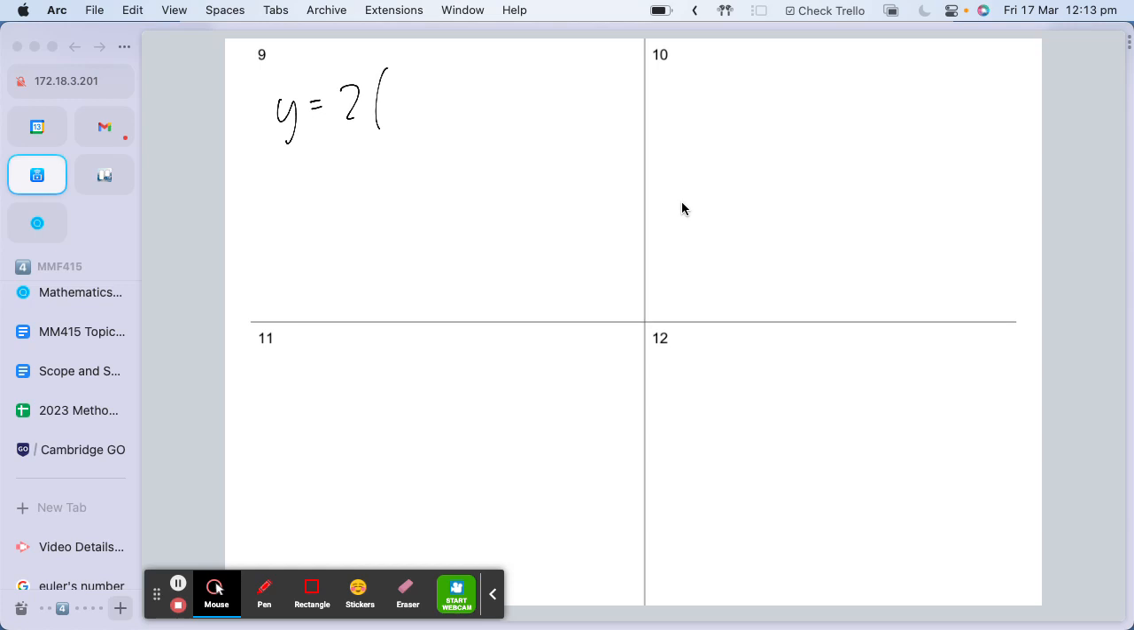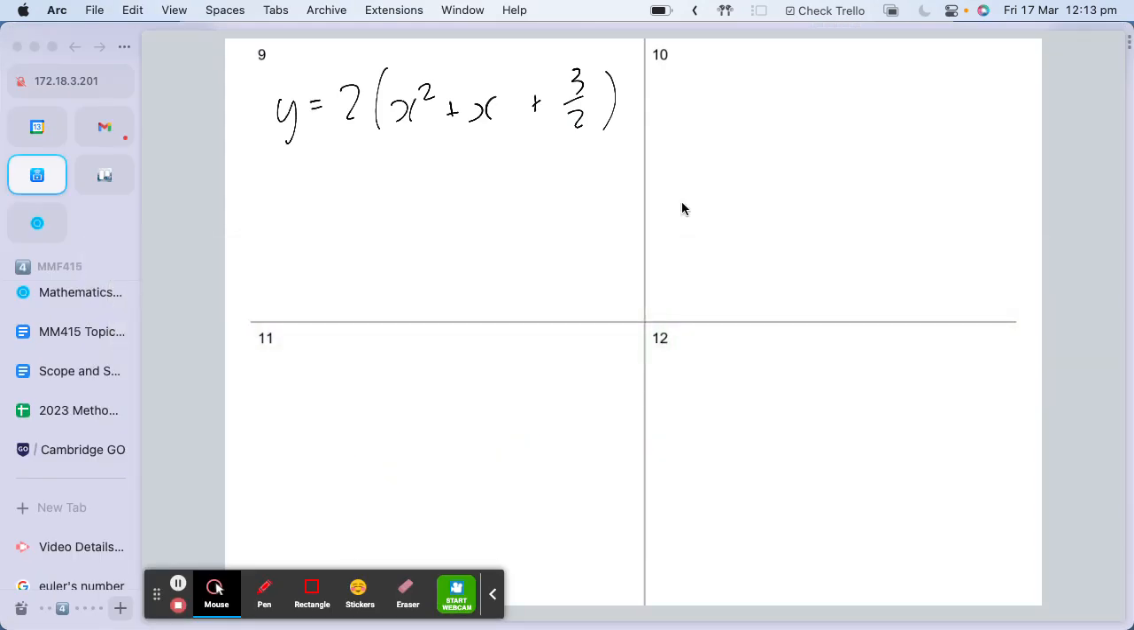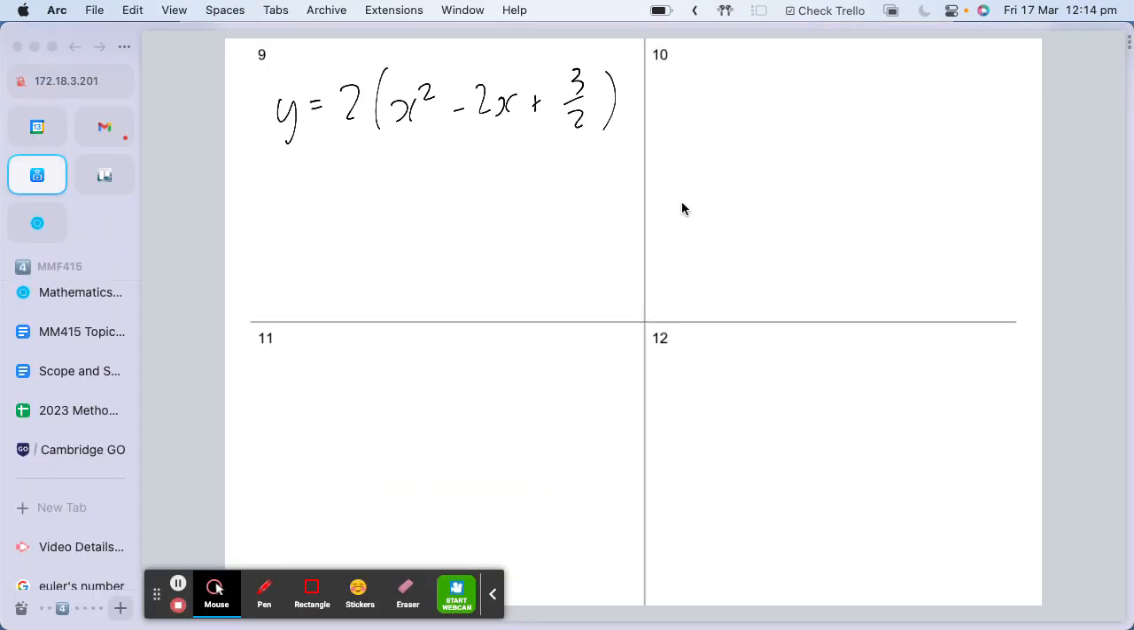y equals 2 outside of x squared plus 2x minus 3 over 2. Okay, apart from me stuffing it up. Minus 2x and minus 3 over 2. Man. Plus 2x minus 3 over 2. Okay, so that's what you end up with.